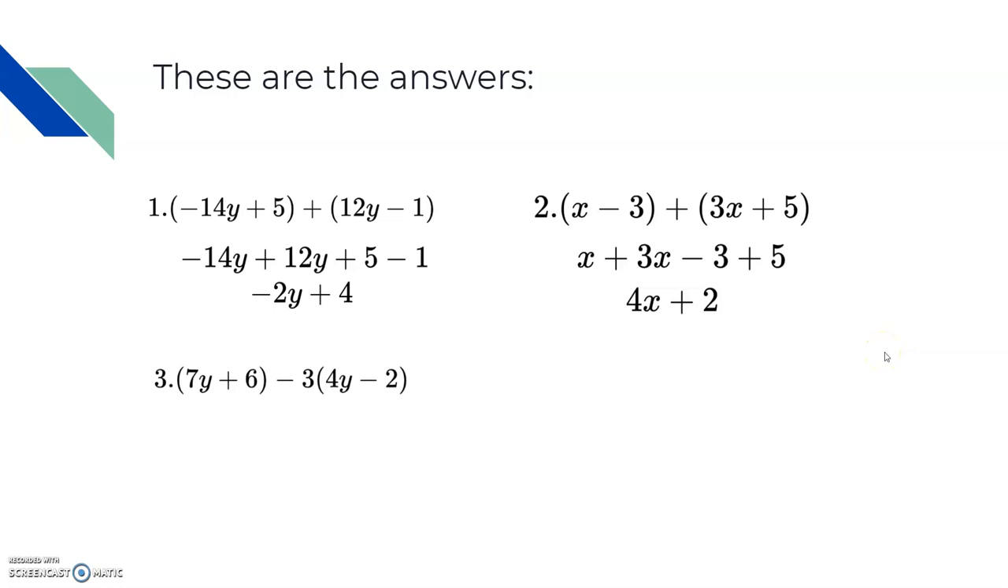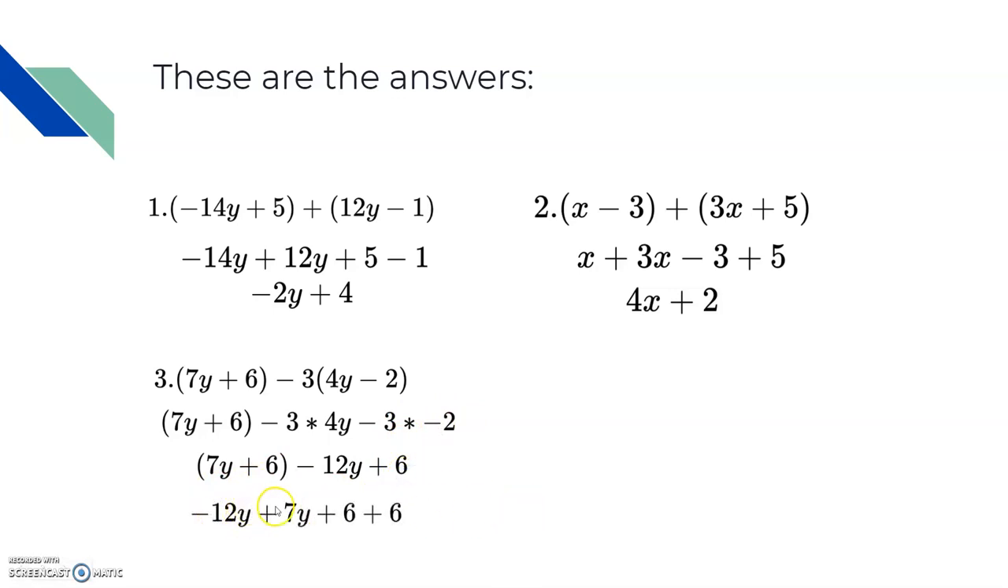Now we have (7y + 6) - 3(4y - 2). When there's a number in front of a parenthesis, it means to multiply the numbers inside the parenthesis. Now we're going to distribute. We have to do -3 times 4y and -3 times -2. We get -12y as a result of -3 times 4y, and we get 6 as a result of -3 times -2.